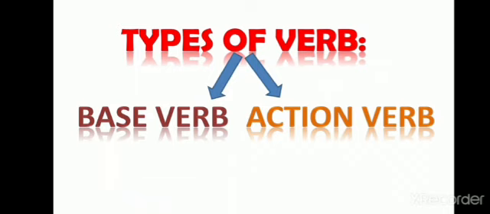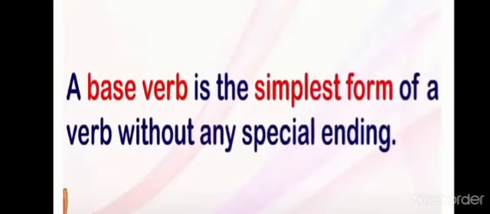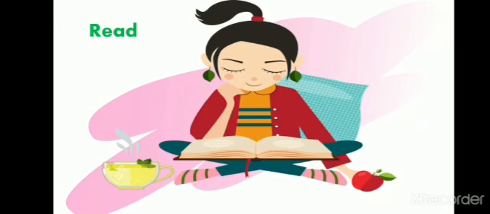Basically, there are two main types of verbs: base verb and action verb. A base verb is the simplest form of a verb without any special ending. For example, read. It is the main verb, or we can say base verb.